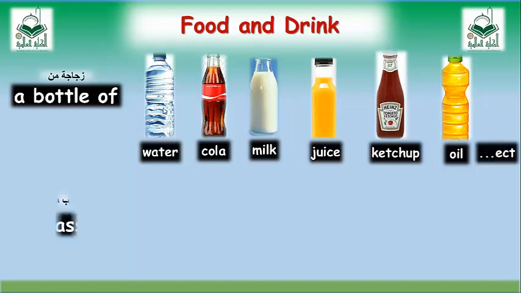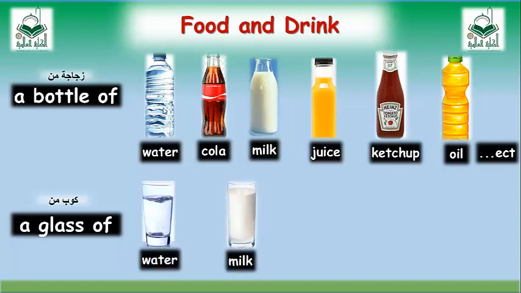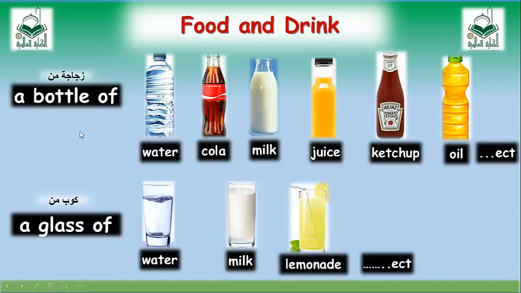Or we have another example, a glass of. All of these are containers. I can put things in them. A glass of water, a glass of milk. So I can say here 2 glasses of water, 3 glasses of milk. It's okay. So I cannot count the word water or milk, but I can count the word glass. I can say a glass of, or 2 glasses, like the word bottle. Let's have more examples. A glass of lemonade.